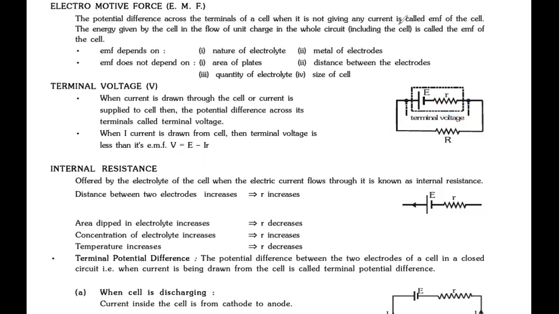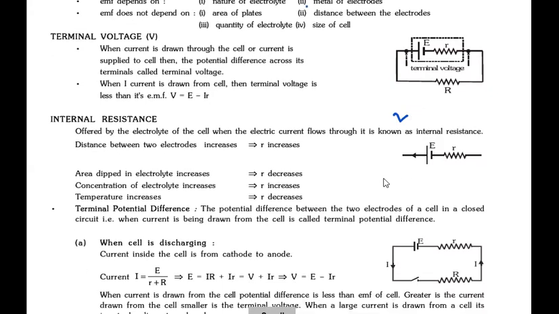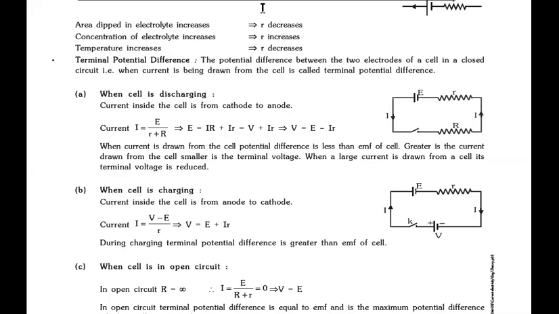Theek hai? Right? So this is a case of discharging. Now, when you talk about charging, charging case mein kya hai? In the case of charging, the current will go inside the battery. So in that case, the direction of current would be in this direction. So in this case V is equal to E plus IR. I hope all of you remember this. Hum logon ne already ye dekh rakha hai. Haan hai na? Tell me.